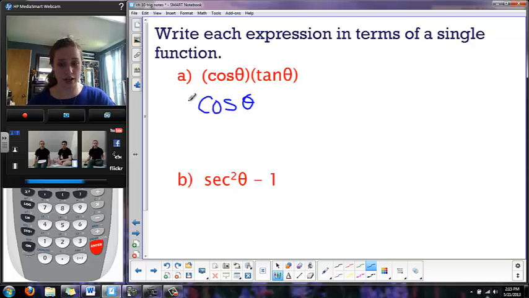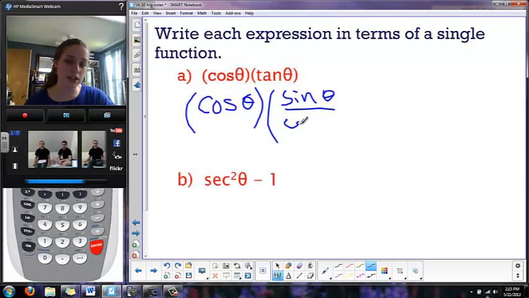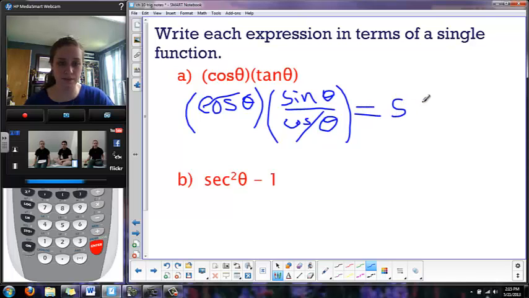Tangent, on the other hand, we can rewrite in terms of sine and cosine, and I'm going to say that a lot. Can you rewrite that in terms of sine and cosine? Tangent, yes you can. Tangent is sine divided by cosine. So now that we're multiplying these two values together, is there anything that we can cancel out? You should be able to notice that we have a cosine on the top, cosine on the bottom. So this whole thing is really just equal to sine theta. Alright?